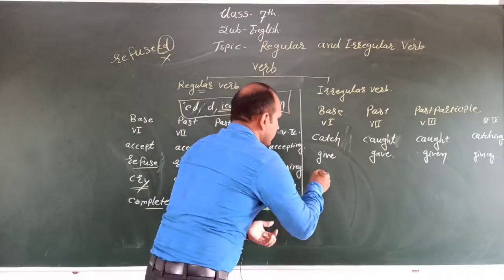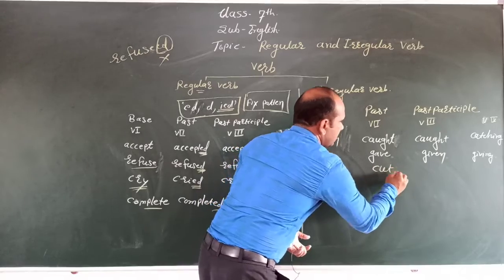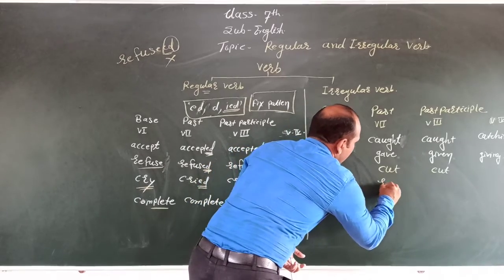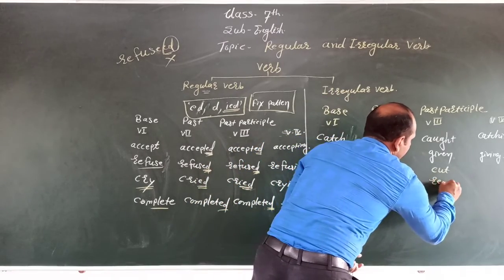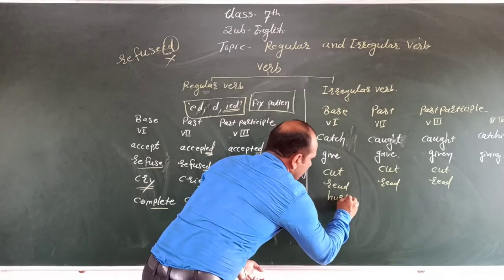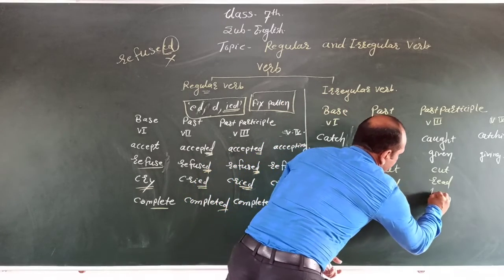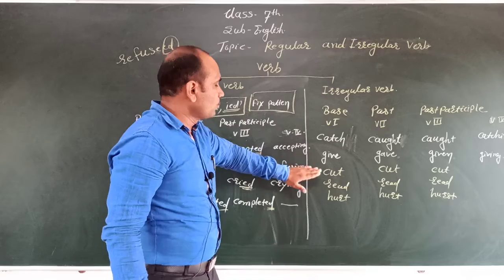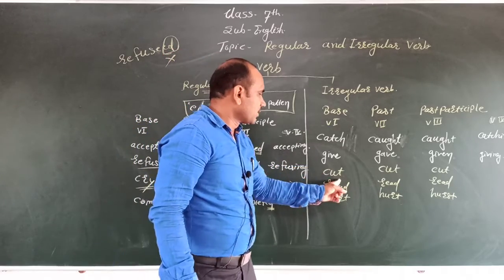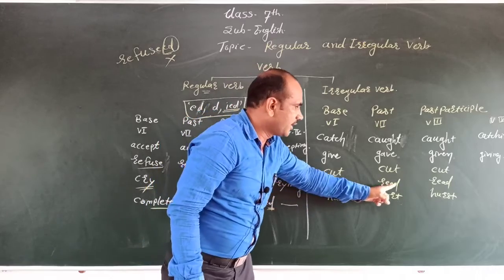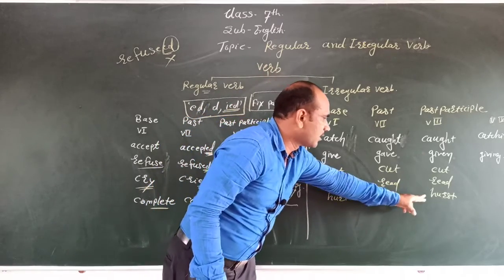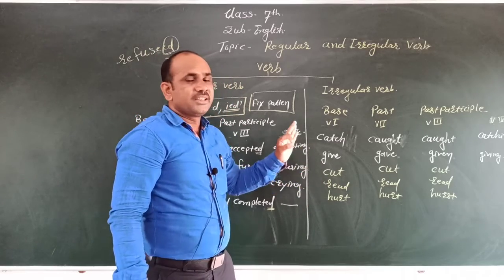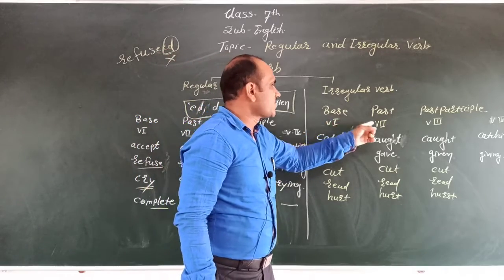Next is cut, C-U-T cut, C-U-T cut. Then read, R-E-A-D read, R-E-A-D read. Then hurt, H-U-R-T hurt, H-U-R-T hurt. Listen, first two examples I have given to you. Now we write another three examples: cut, cut, cut, read, read, read, hurt, hurt, hurt. Means I have given three examples. In these three examples, we didn't change the first form, second form and third form.